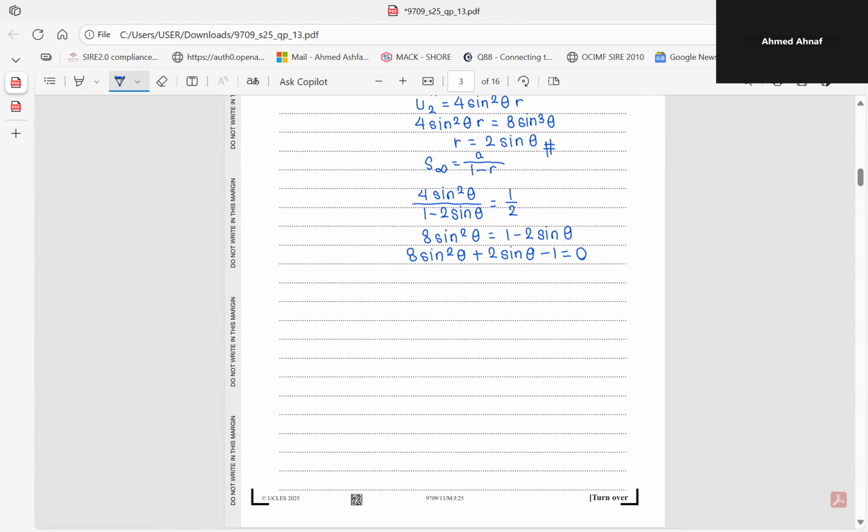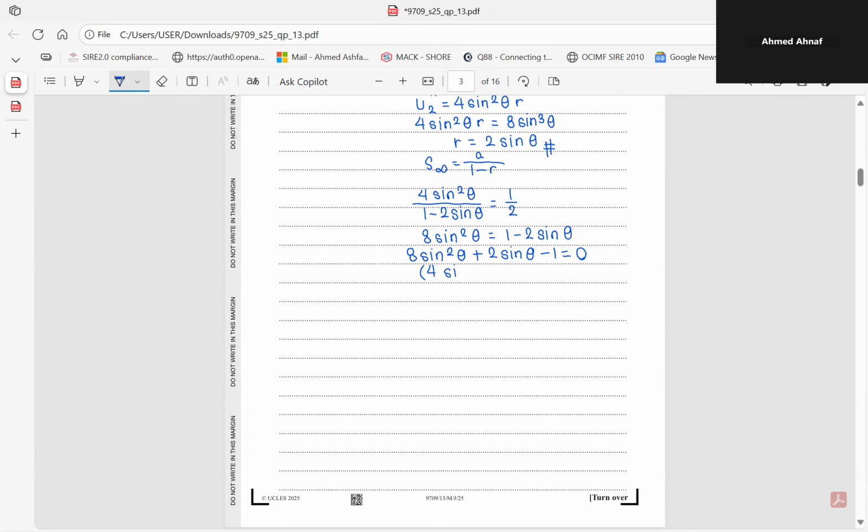So if you can see, this is actually a hidden quadratic in terms of sine theta. So we can just use either the quadratic formula or factorization to solve for sine theta. So let's do that. Okay, so for me, I'm going to factorize. You can also use the quadratic formula.